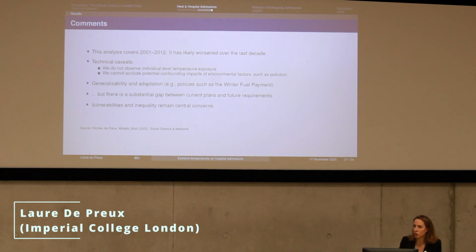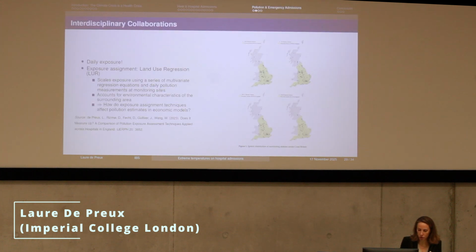Whether that's effective or not is a project we're working on, trying to understand whether the money was spent as it should have been spent, because if these people are deprived, they might spend it on food, for example. So what we want to see is whether we see a reduction in those hospital admissions as a result of those winter fuel payments. These are the kinds of interventions we can have.